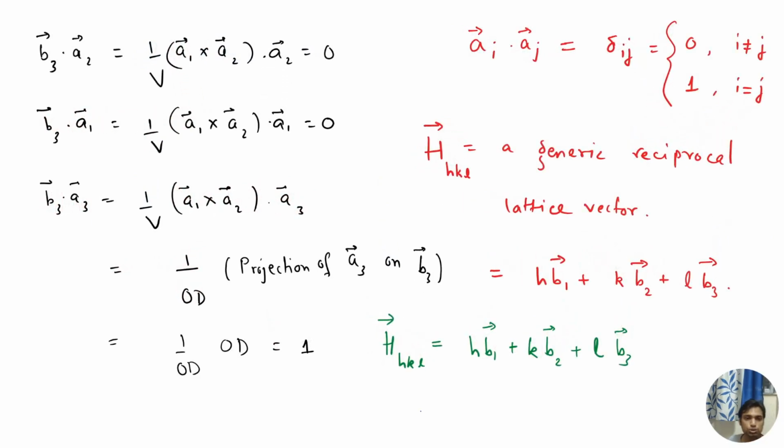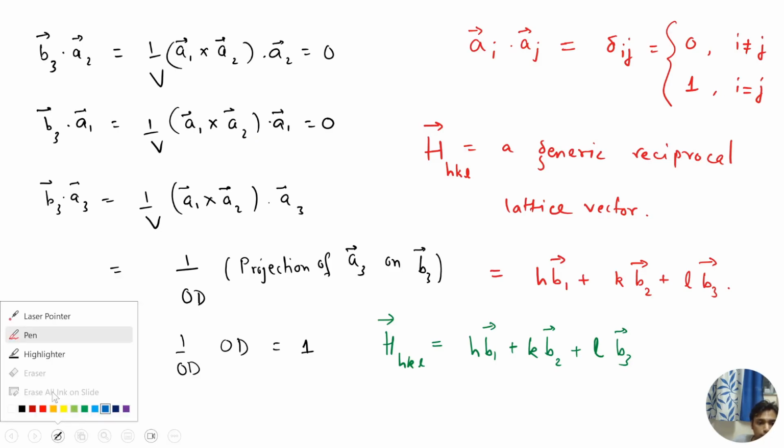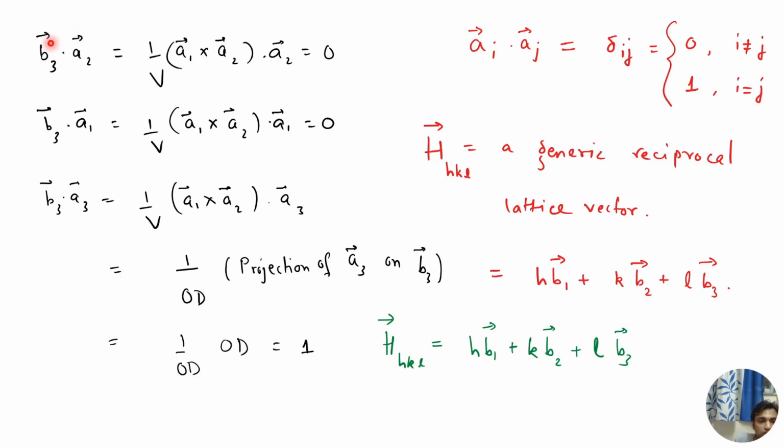Now let us try to look at some other properties. If you take the dot product of B3, let's say B3 dot A2, what is B3? B3 is A1 cross A2 by volume, dot A2. Now see, this A1 cross A2 is perpendicular to both A1 and A2. That is why that dot product has to be 0.